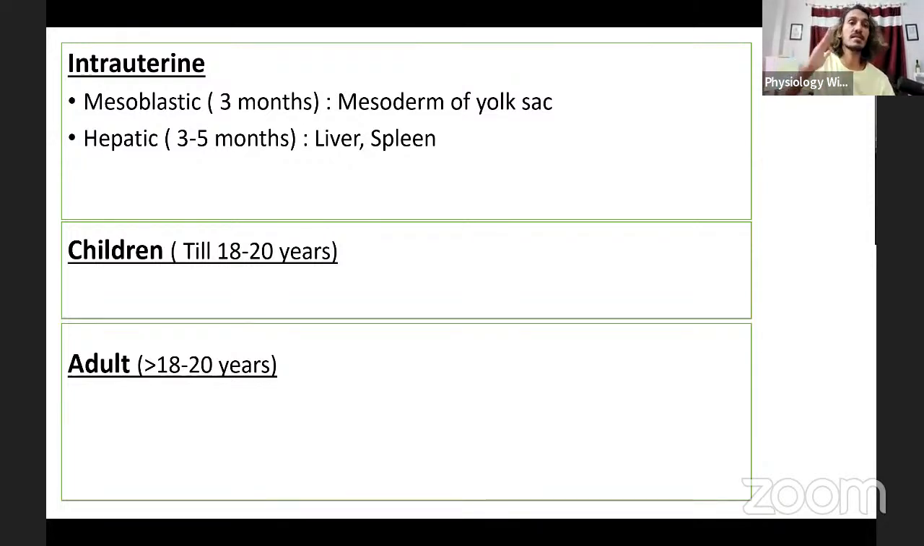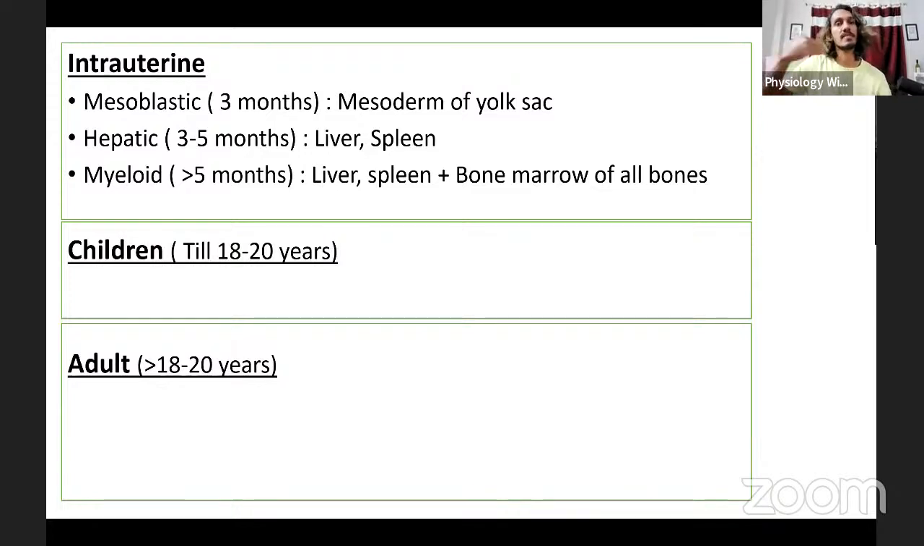So first 3 months is mesoblastic, mesoderm of yolk sac. Then we have 3 to 5 months liver, spleen. Okay, so that is your hepatic stage. And lastly, beyond that, more than 5 months, liver, spleen, along with the bone marrow of all the bones. So all the bones are involved over here. So this is in the intrauterine life.